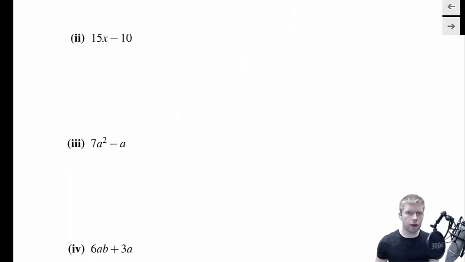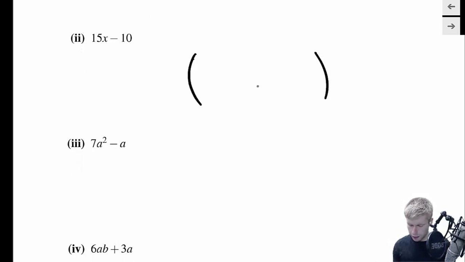Let's have a look at the next one then. 15x minus 10. So I set up my bracket, bracket. I keep my minus the same in the middle. And then I say, right, what is common to both of these terms? This is the only difficult step, by the way, asking what is common to both of these terms. Let's have a look. 15x and a 10. Well, the only thing in common is just a 5. There's no letters.